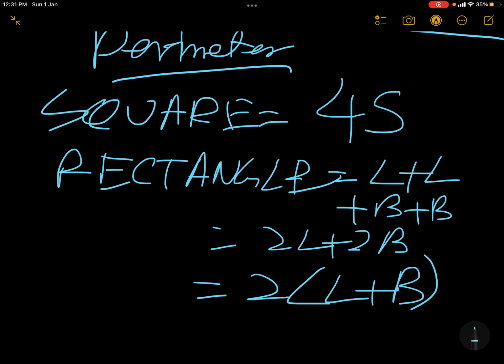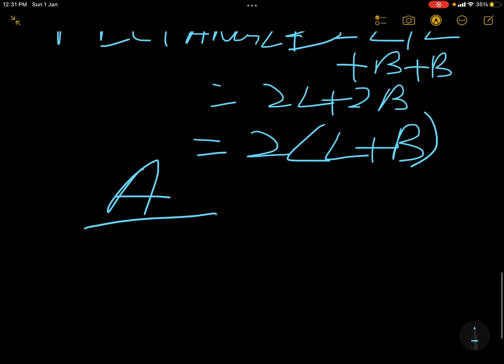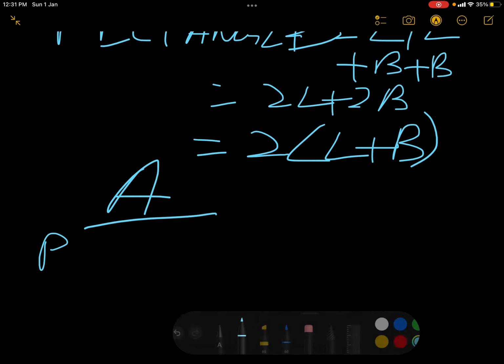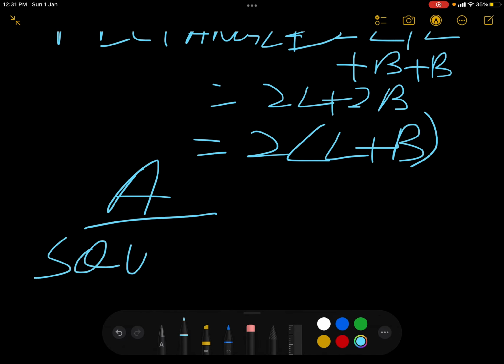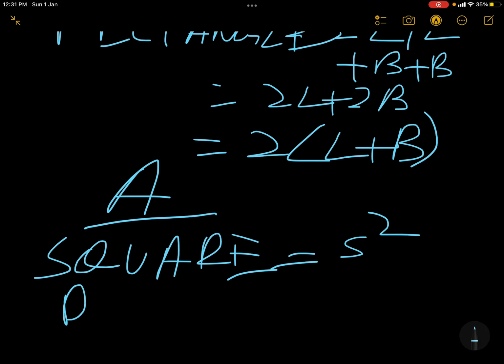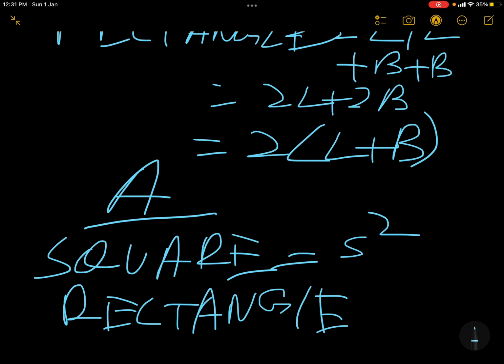Now let's understand area. For a square, the area is equal to side square, as I explained, and for a rectangle, since its length and breadth are different, it is of course going to be length into breadth.